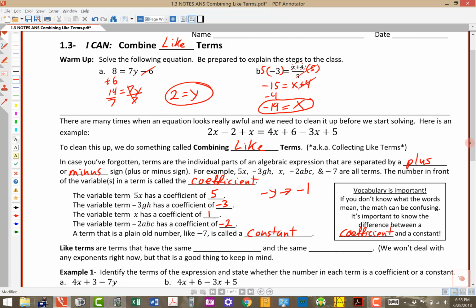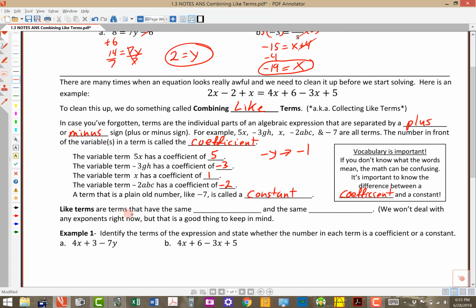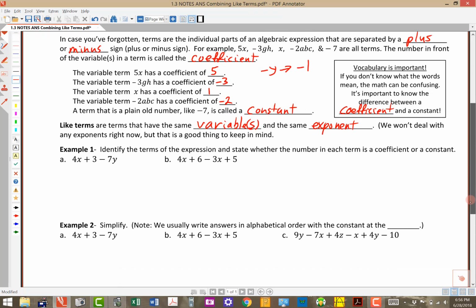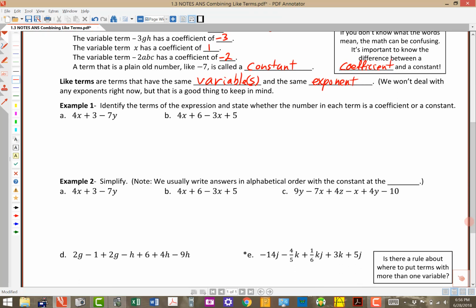So let's talk about what like terms are. Like terms are terms that have the same variable, or I'm going to put the s in parentheses, the same variables. It's got to have the same set of letters behind it, and the same exponent. I'm going to cover that just because that's technically true. We're not going to deal with a lot of exponents right now, but it's a good thing to keep in mind because we will see those later on this year, and you will see a ton of those starting in 9th grade.